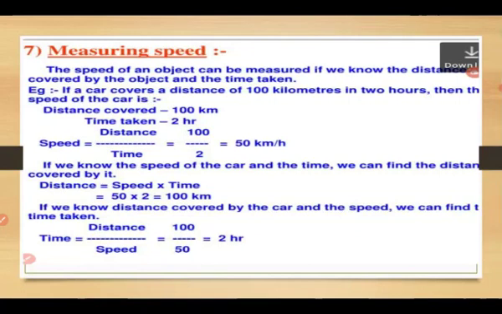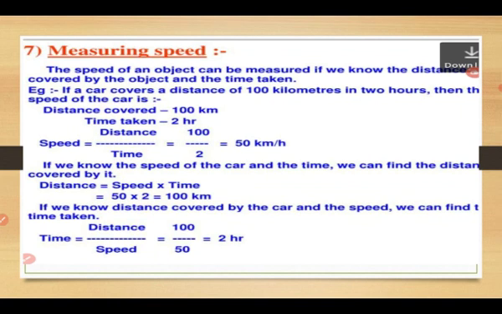Now, how can we measure the speed? The speed of an object can be measured if we know the distance covered by the object and the time taken. Example: if a car covers a distance of 100 km in 2 hours, then the speed of this car is, according to the definition, speed equals distance upon time. The distance is 100 km and time is 2 hours. So the speed will be 100 upon 2, which is equal to 50 km per hour.